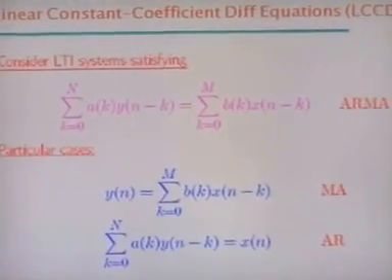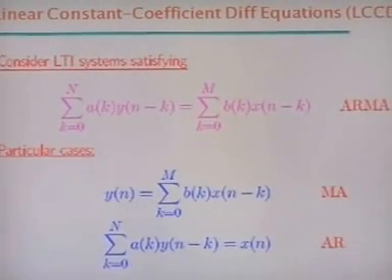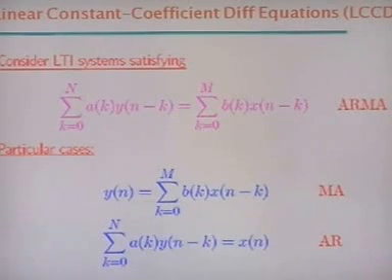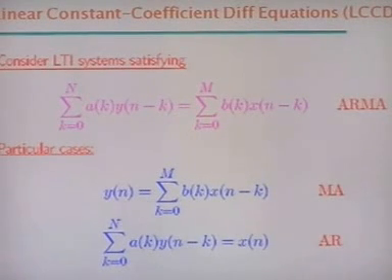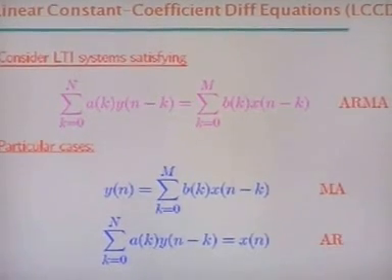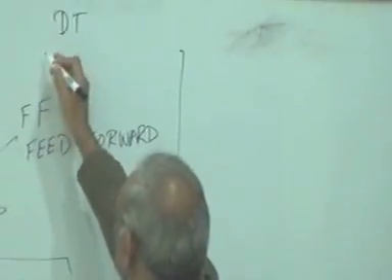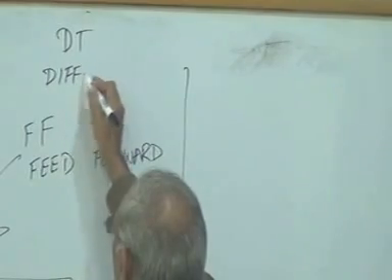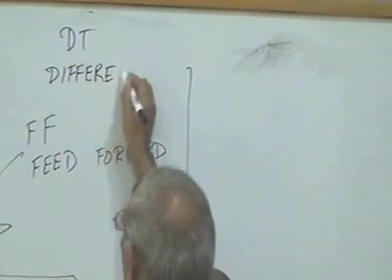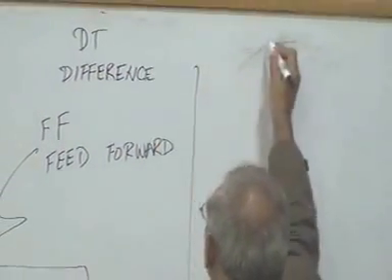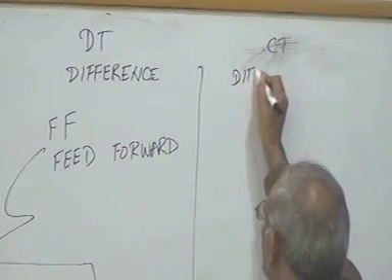Now in this course we will limit ourselves to discrete time systems only. If it was a continuous time system, then instead of a difference equation you will have what equation? A differential equation. For discrete time you have a difference equation. For continuous time you have a differential equation.